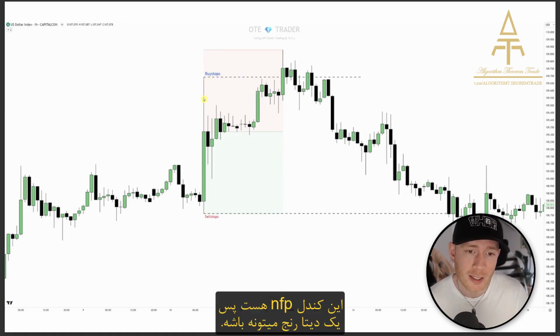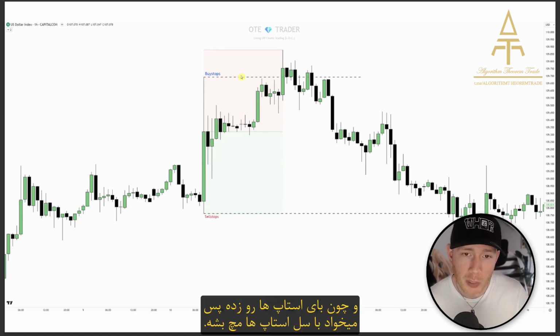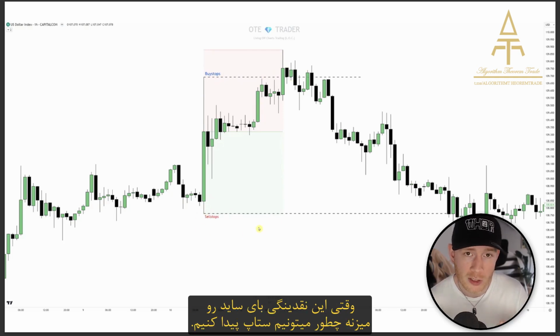Now, if you spotted this one, we have buy stops above this high and sell stops below this low. This is an NFP candle, so this is a news release data range. We can see the buy stops got raided above it and it wants to pair it up with the sell stops below. That is classic order pairing.